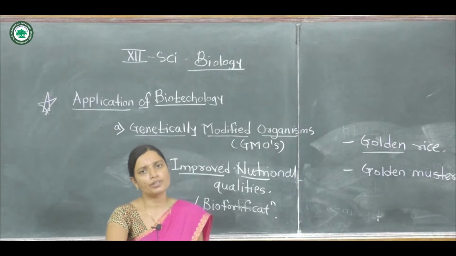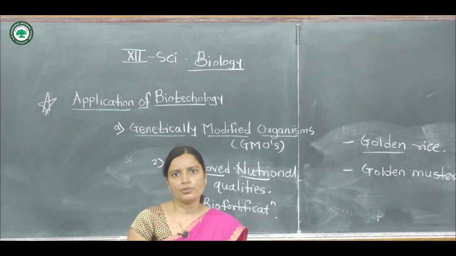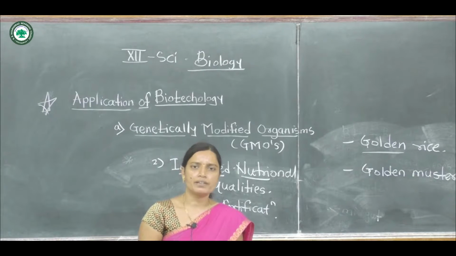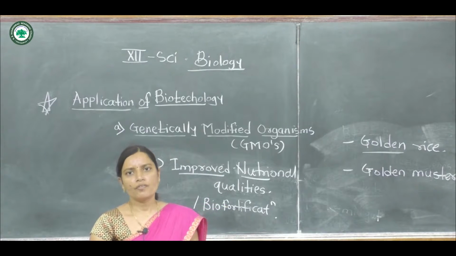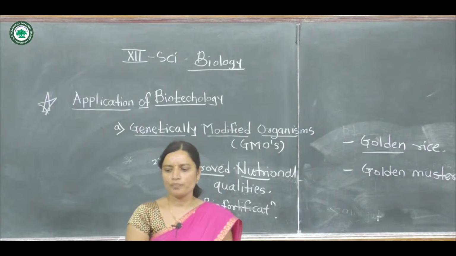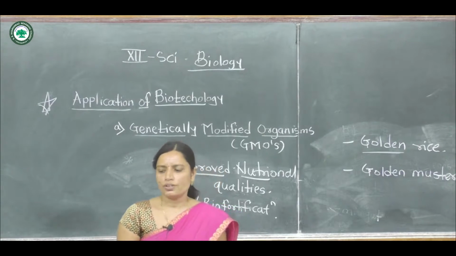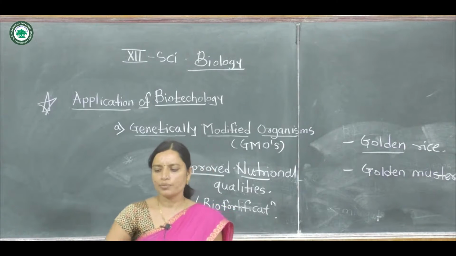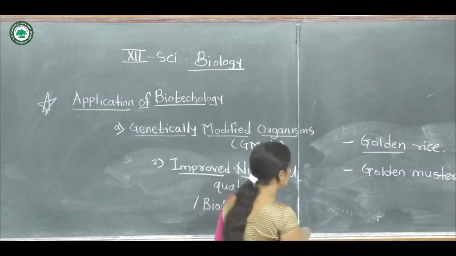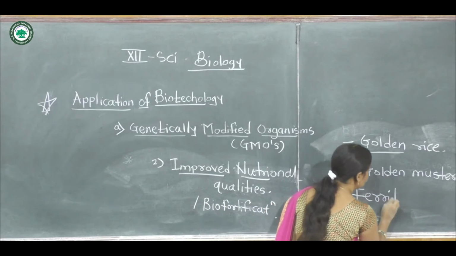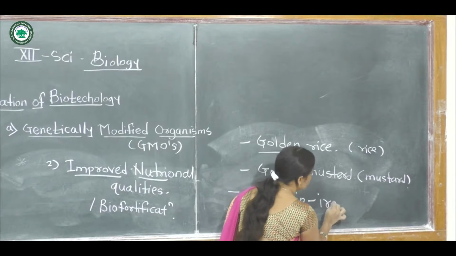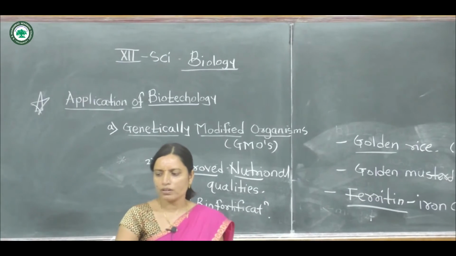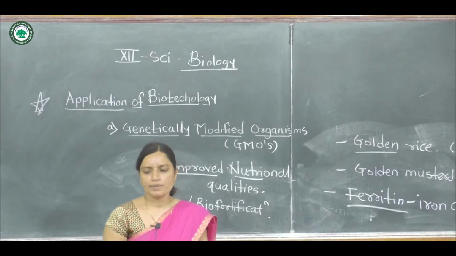Another nutritional problem is iron deficiency. Iron deficiency is a serious nutritional problem that is estimated to affect 30% of the world population. Transgenic crops are produced to yield food rich in iron. Iron-containing storage proteins are produced, like ferritin, which is an iron-containing protein.